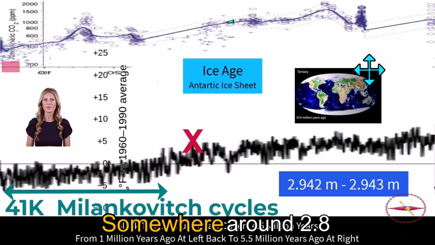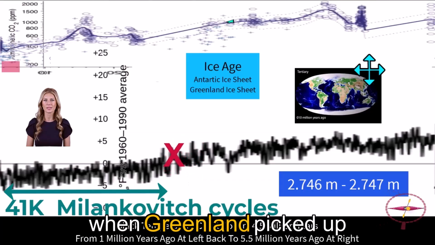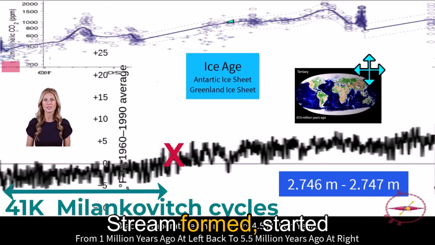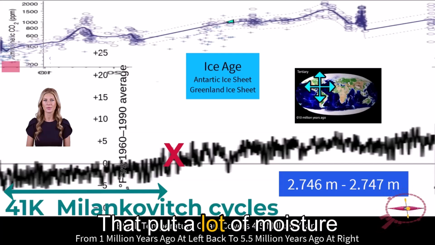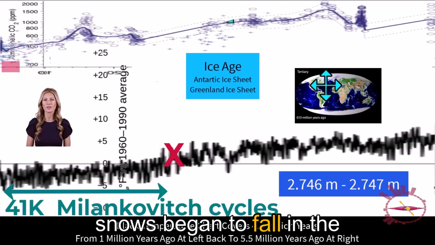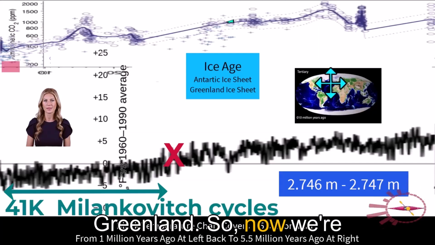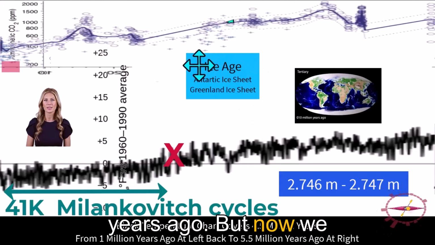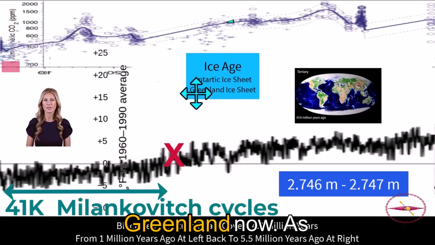There it is. Somewhere around 2.8 million years ago, the project suggests that that's when Greenland picked up its ice sheet. And again, that was because the Gulf Stream formed, started pumping warm water up into the northwest Atlantic. That put a lot of moisture up near Greenland and this part of Canada. A lot of snows began to fall in the winter, and that created the ice sheet around Greenland. So now we're in the same ice age we picked up about 33 million years ago. But now we have a permanent ice sheet on Antarctica. And we have one on Greenland now.